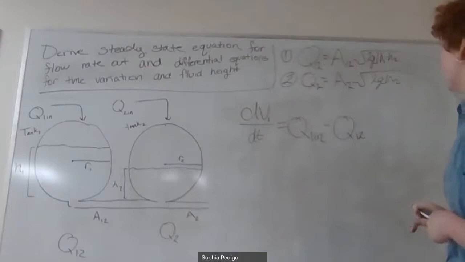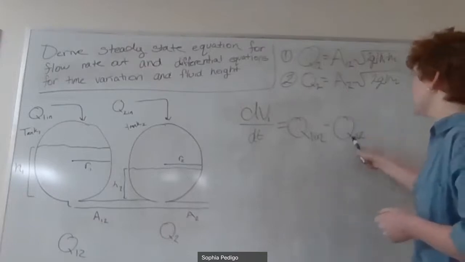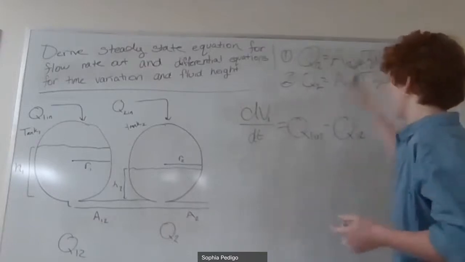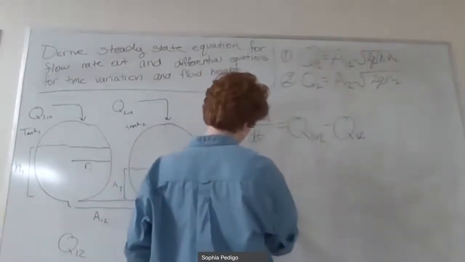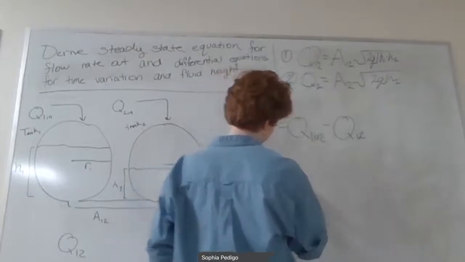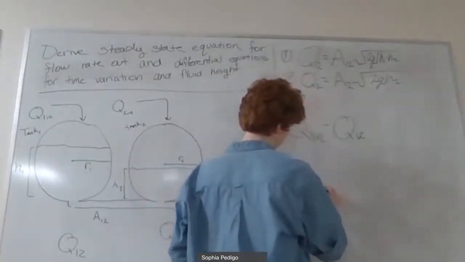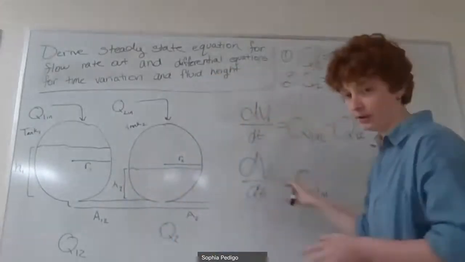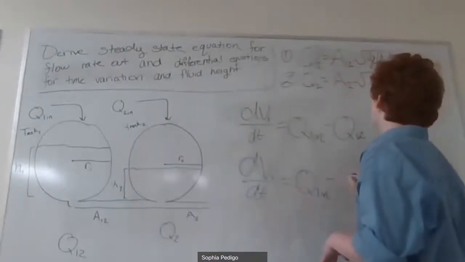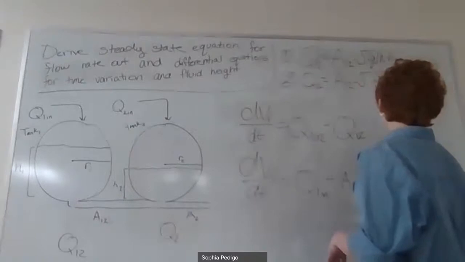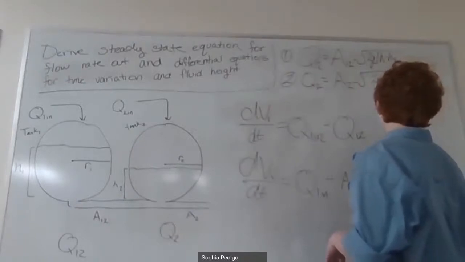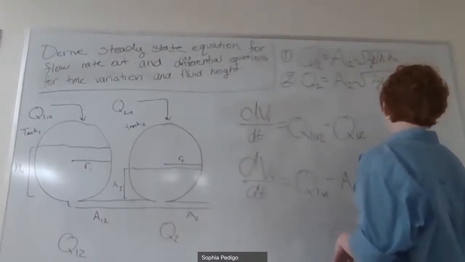We've got an equation, but you'll notice that we found that right up here. So let's go ahead and make that substitution. We'll say dV1 over dt equal to Q1N. We're given that number, so we don't need to make a substitution there. Minus, let's see, A12 square root of 2g (H1 minus H2).